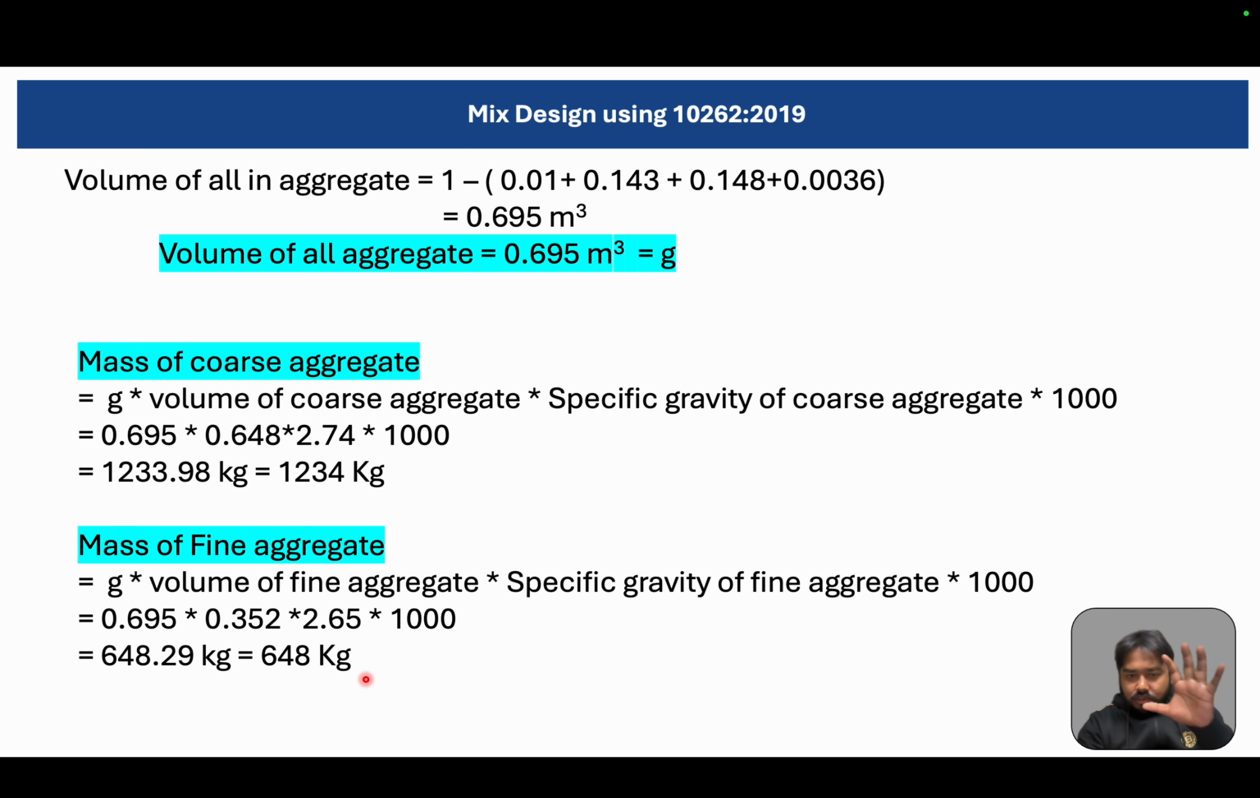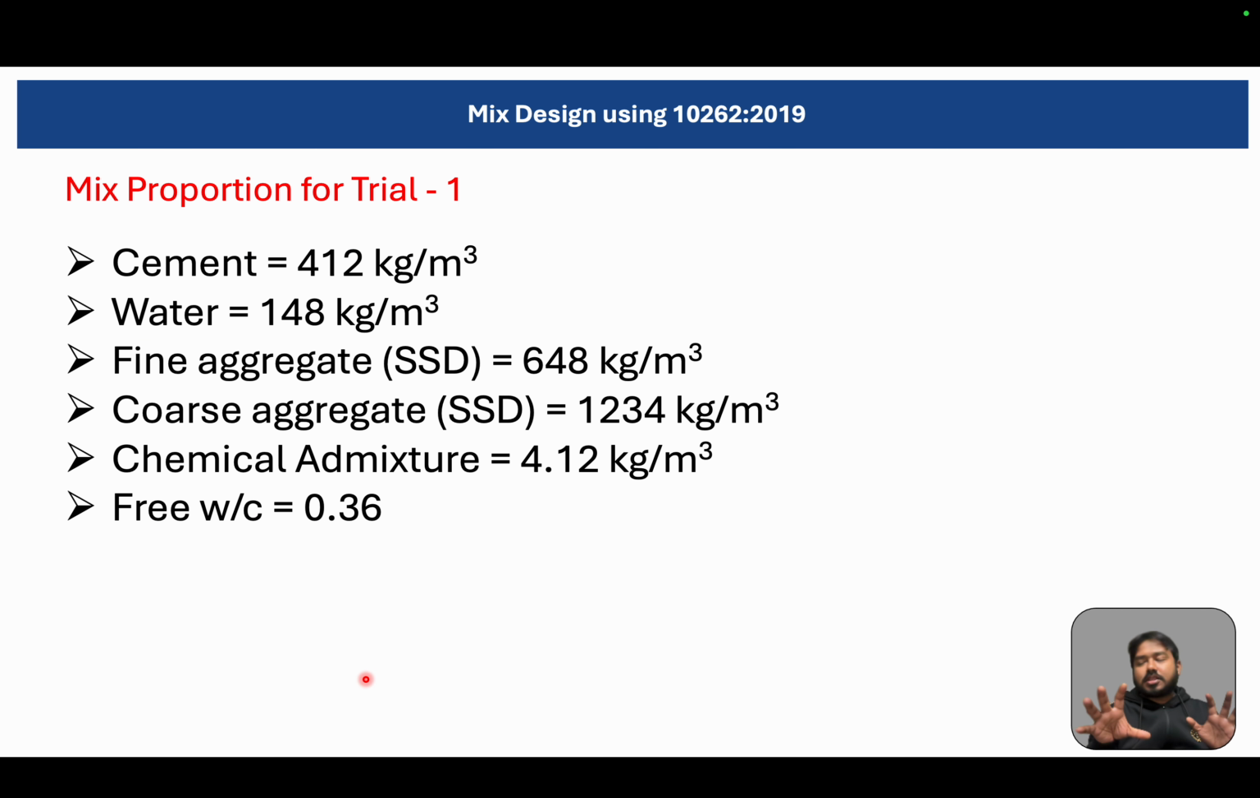Then whatever you summarize from this will be your first trial. So if I summarize what I got from my mix design as of now, for the first trial mix I need to use cement 412 kg per meter cube, water 148 kg per meter cube, and both fine aggregate and coarse aggregate in SSD condition, that means saturated surface dry condition. So fine aggregate is 648 kg per meter cube, coarse aggregate is 1234 kg per meter cube, chemical admixture is 4.12 kg per meter cube, and the water to cement ratio I have identified as 0.36.